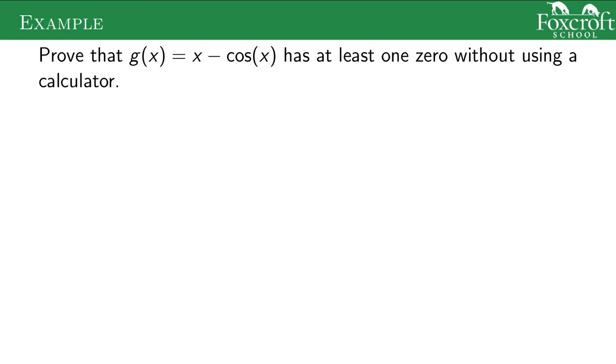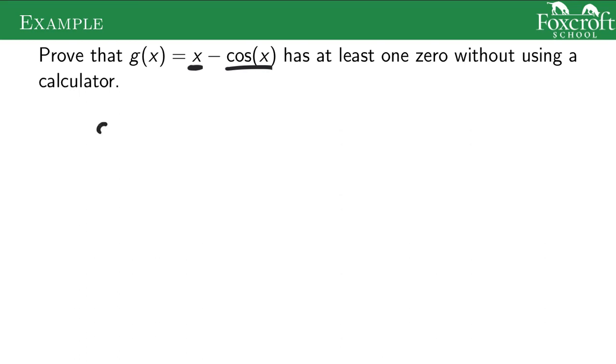One is to show that there's going to be a 0 without using a calculator. So how could we do this? Well, first of all, x minus cosine x is going to be continuous because this is just a polynomial and this is a trig function, so there's no weird stuff happening. So it's continuous, so that fits that part of the intermediate value theorem.